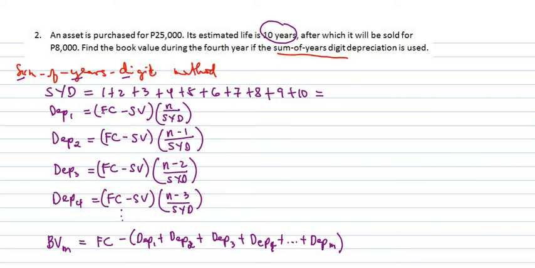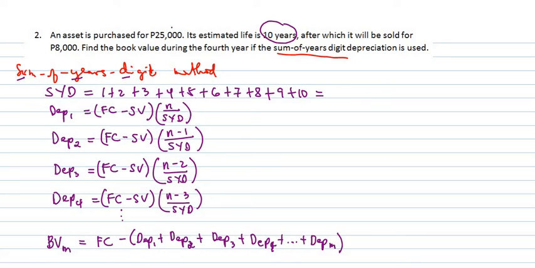Now this is how we find the sum of years digit method. First, we solve our SYD, the annual depreciation, using this formula. So take note, this is year 1, so we have here our n. For year 2, we have n minus 1. For year 3, we have n minus 2, and so on. Okay, so that is how we compute our annual depreciation. So we go back to our problem.